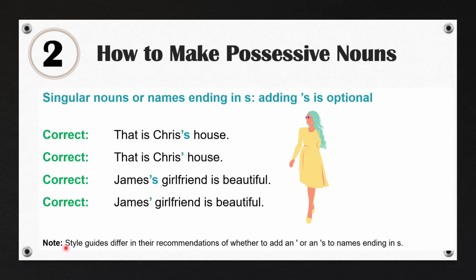So I want to note that style guides differ in their recommendations of whether or not you should add an apostrophe or an apostrophe S to names ending in S. So if you are writing an essay or doing a school project, make sure you follow the correct guide. But in general, adding an apostrophe S or just an apostrophe is correct. Just be consistent in your writing.